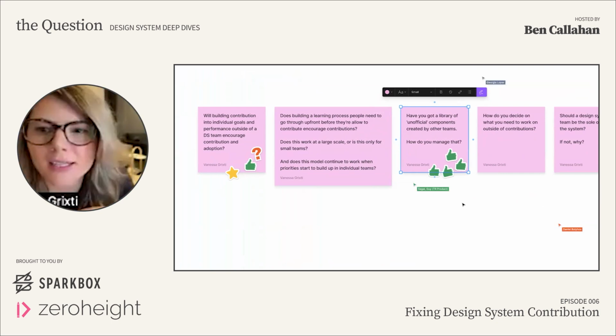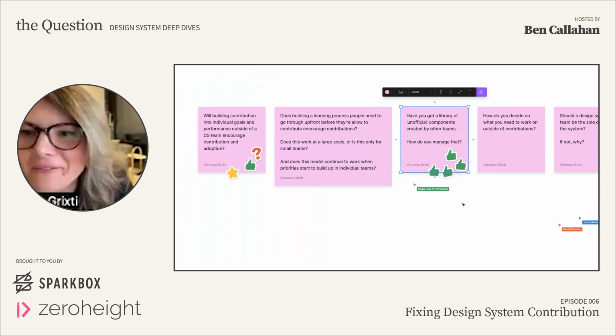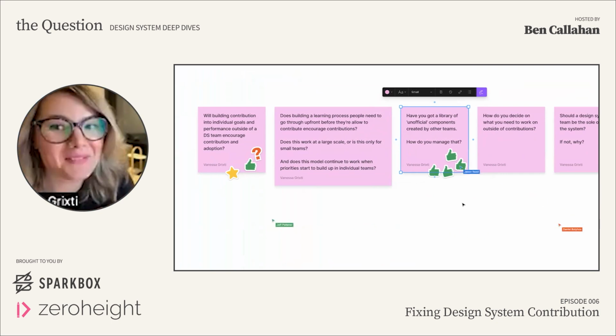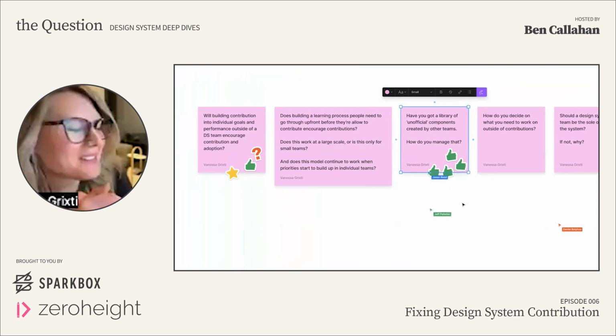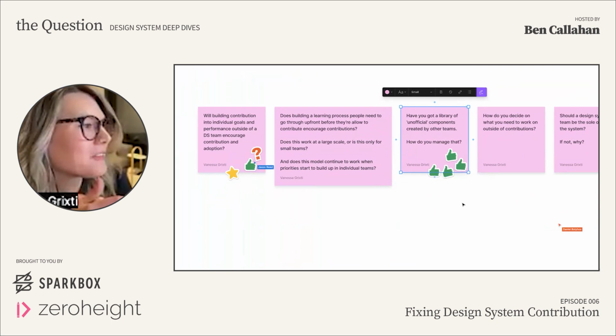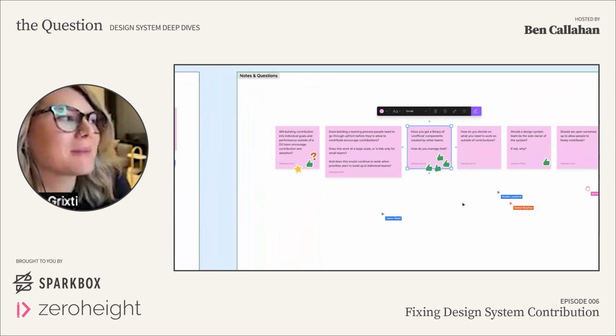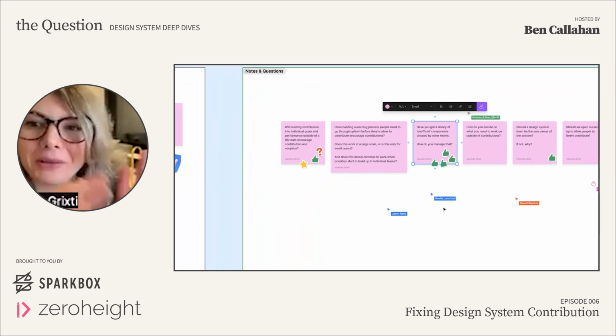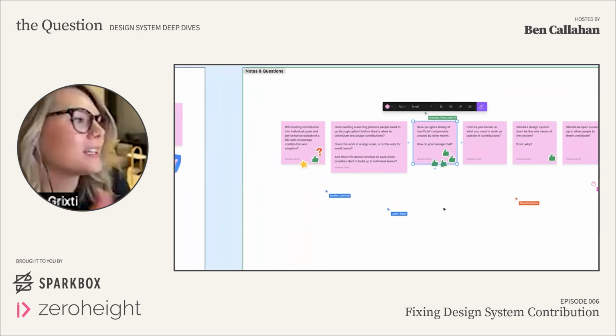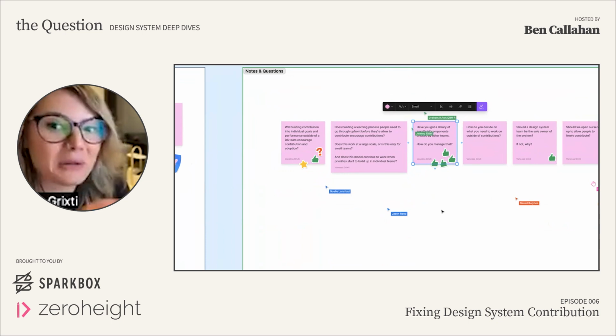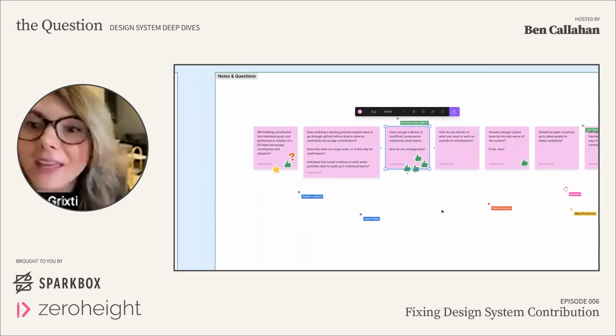Yeah, cool. All right. This is one that I'm very curious to hear other people's thoughts on, because I've definitely experienced this and I also find them randomly and it's terrifying. But have you got a library of unofficial components, whether they be coded or designed, created by other teams, maybe in secret or maybe not quite in secret? And how the hell do you manage it?